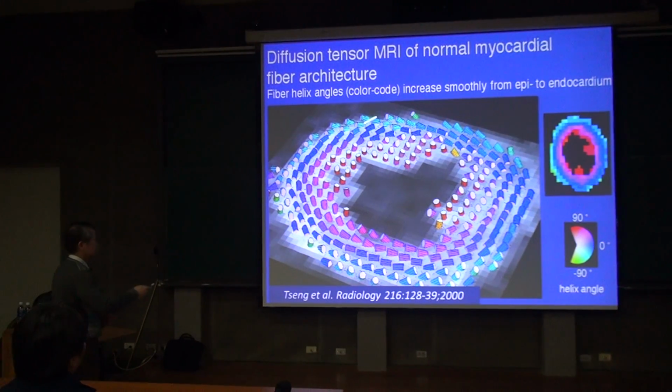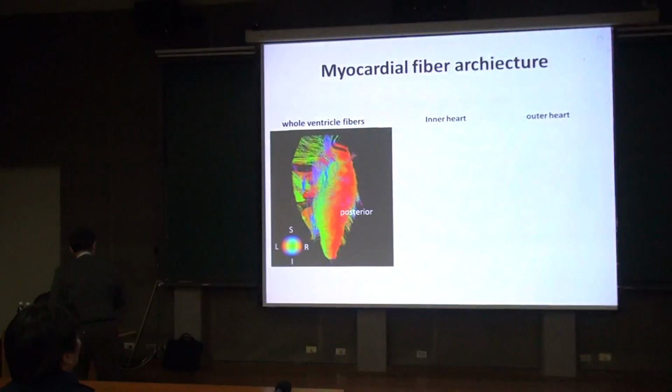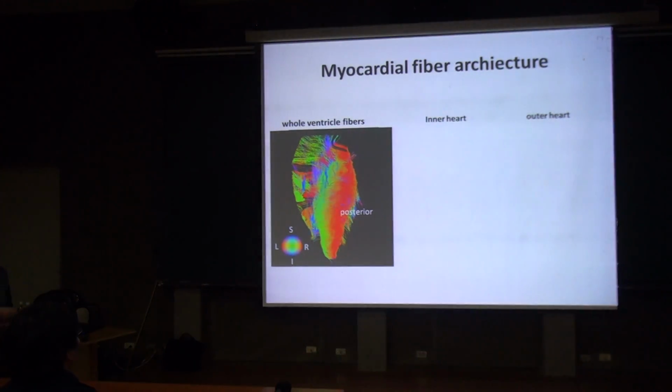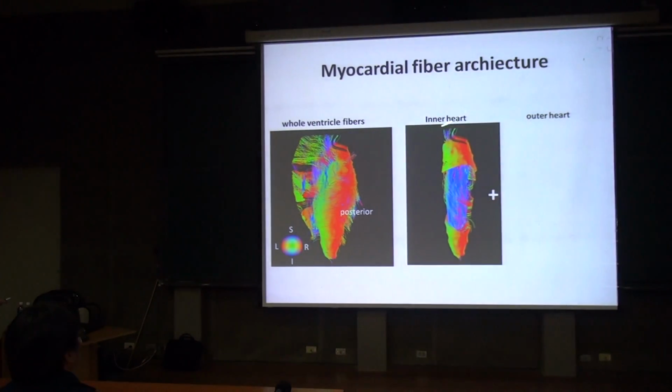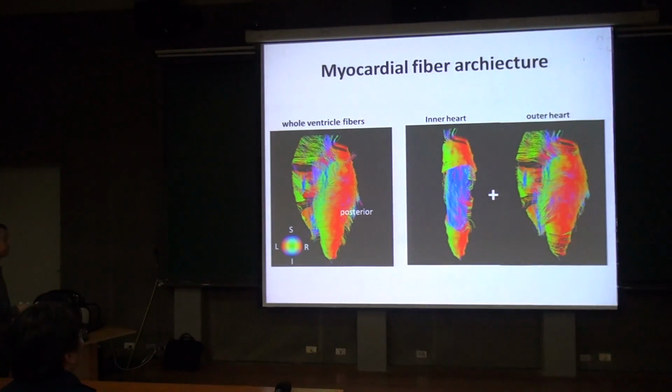So we use this tensor local first eigenvector map, and then we do the tractography, and we can get the fibers of the heart like this. Here are the fibers over the whole heart. And we found that actually there are two parts. One is the inner heart, and this is the outer heart. So the heart is organized into two systems: an inner heart and an outer heart.